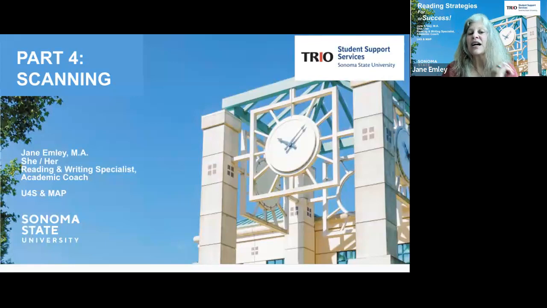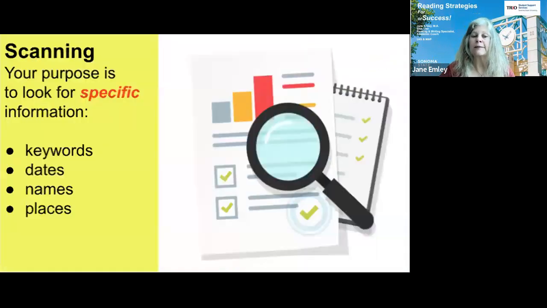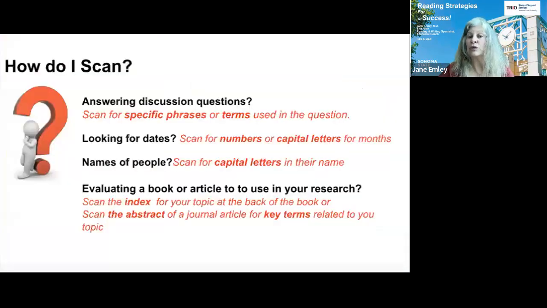So today we're going to talk about scanning. Now, scanning, like skimming, is another type of quick reading. However, the purpose is different. When you scan, your purpose is to look for very specific information. You're looking for keywords, dates, names, places, information of that nature. So again, how do you do this?